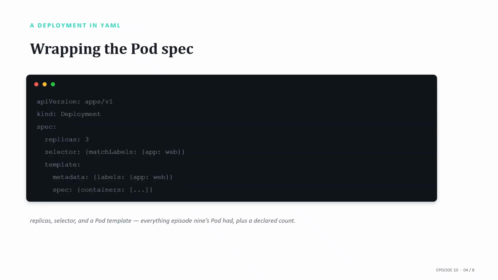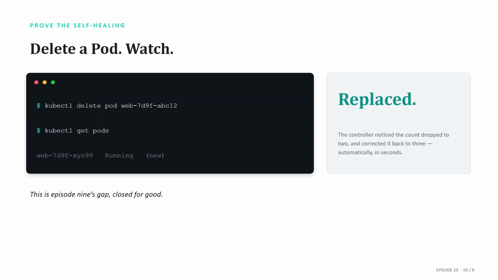Here's a deployment in YAML. It looks like the pod spec from episode 9, but wrapped. A replicas field set to 3, a selector that tells the deployment which pods belong to it by label, and a pod template describing exactly what each of those 3 pods should look like. kubectl apply -f deployment.yaml creates it. kubectl get deployments shows the deployment itself, desired count versus current count. kubectl get pods shows all 3 pods it created underneath, each with a name based on the deployment's name plus a random suffix.